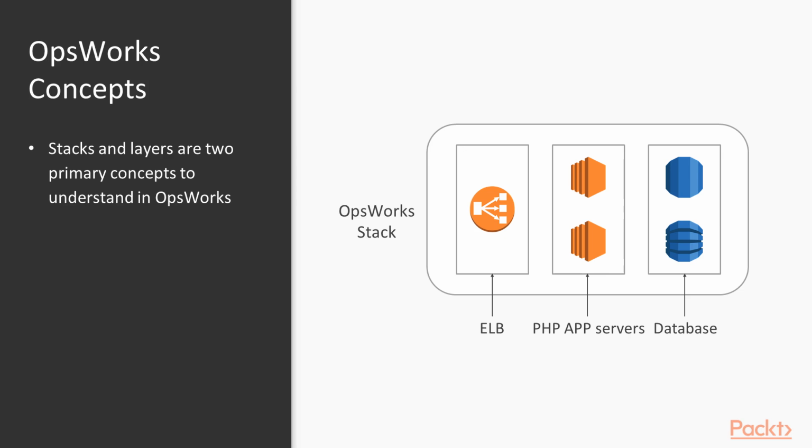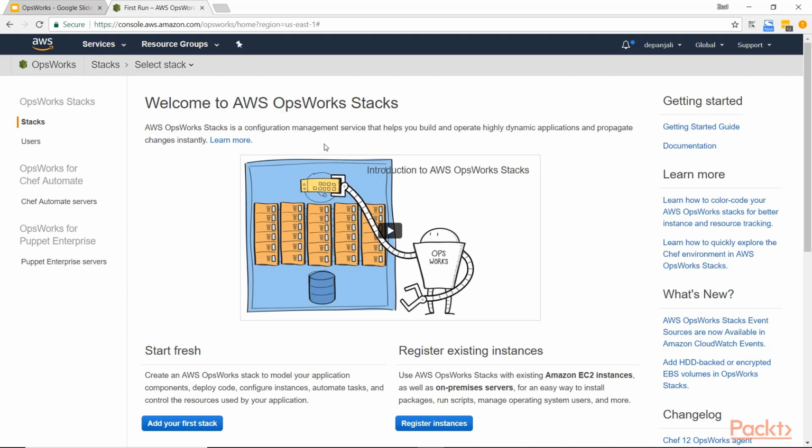So let's do one thing. Let's go ahead and go into the practical so that this concept will become much easier to understand. This is the OpsWorks service page. Now we have already discussed that OpsWorks supports both Chef as well as Puppet. So we'll look into what exactly it looks like.